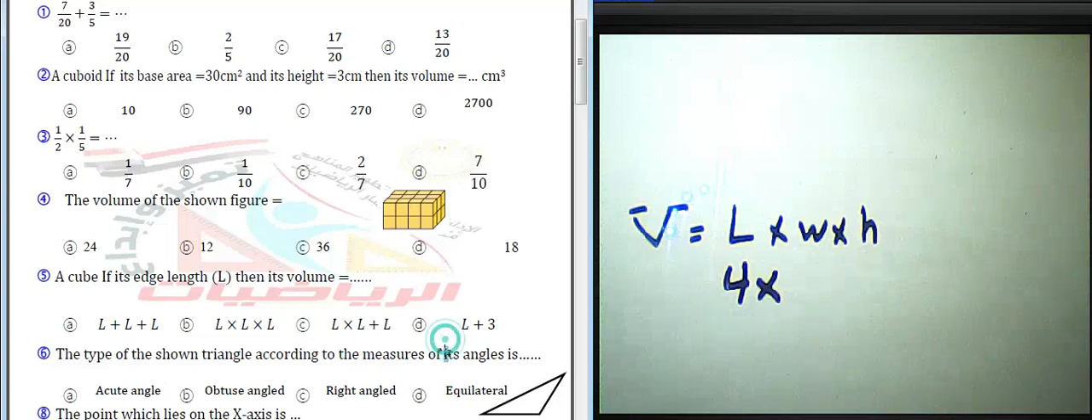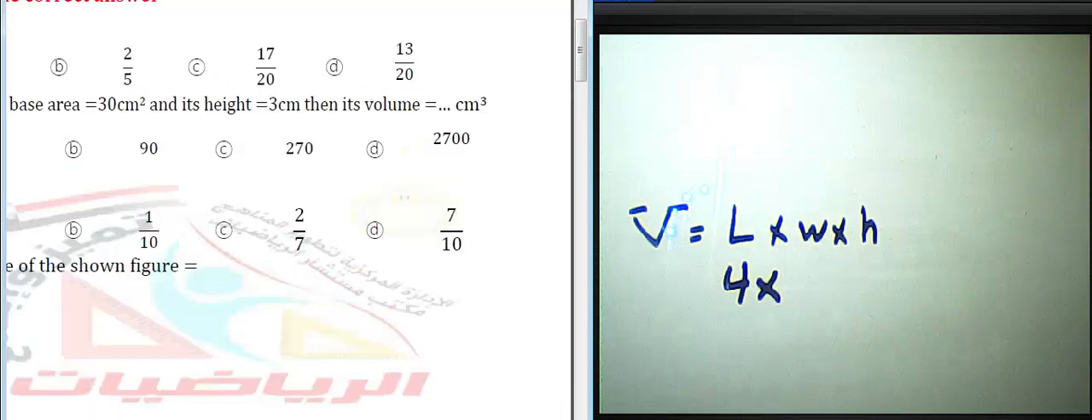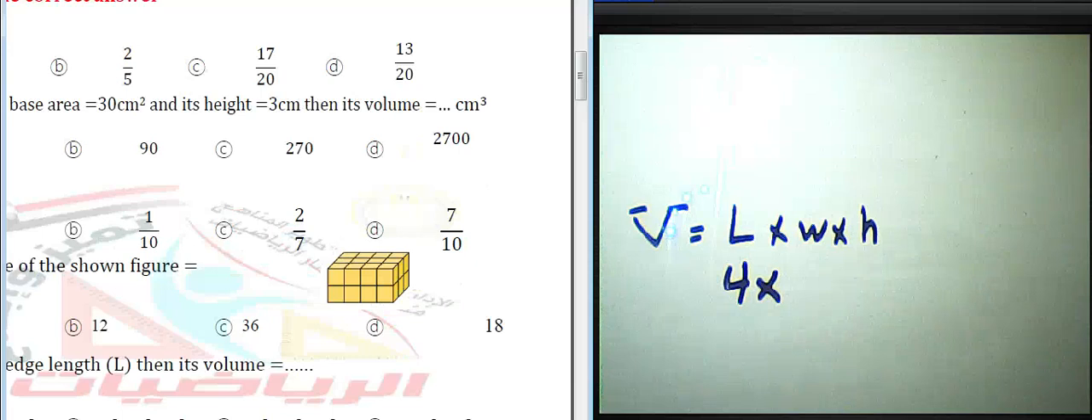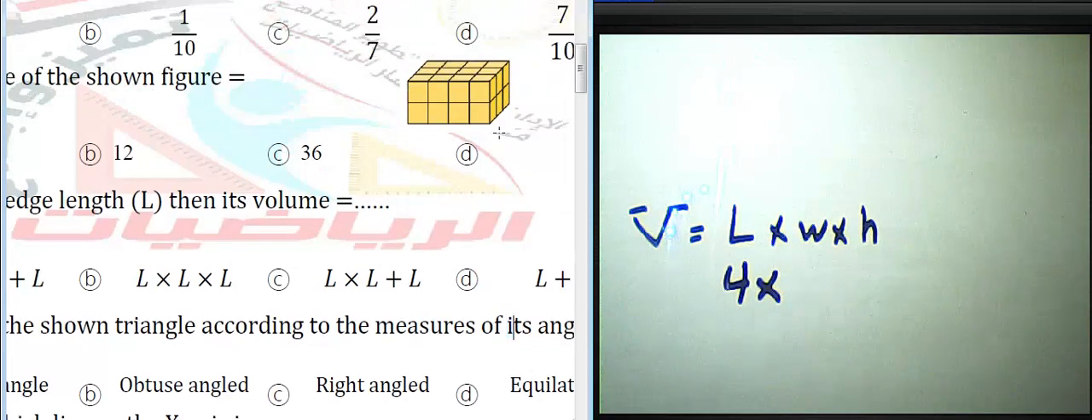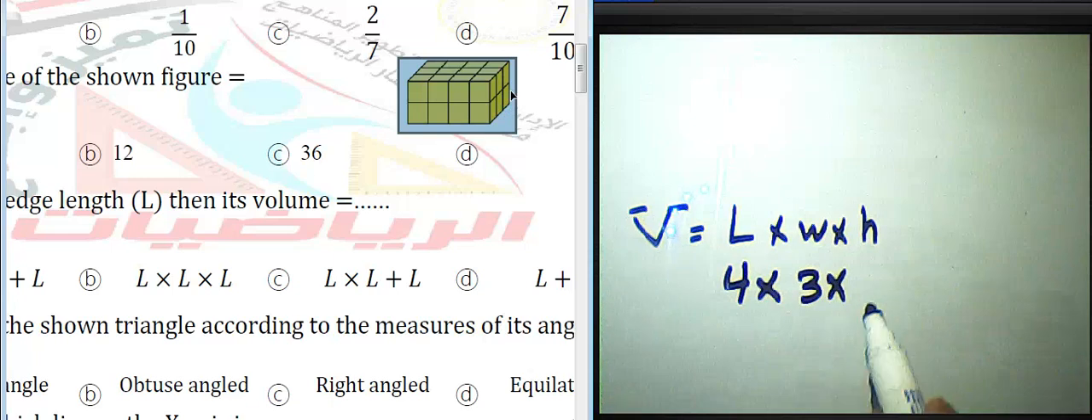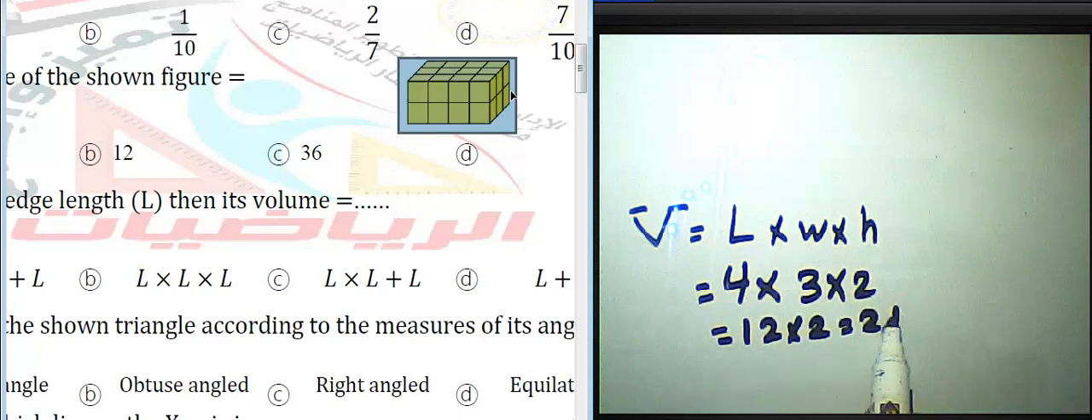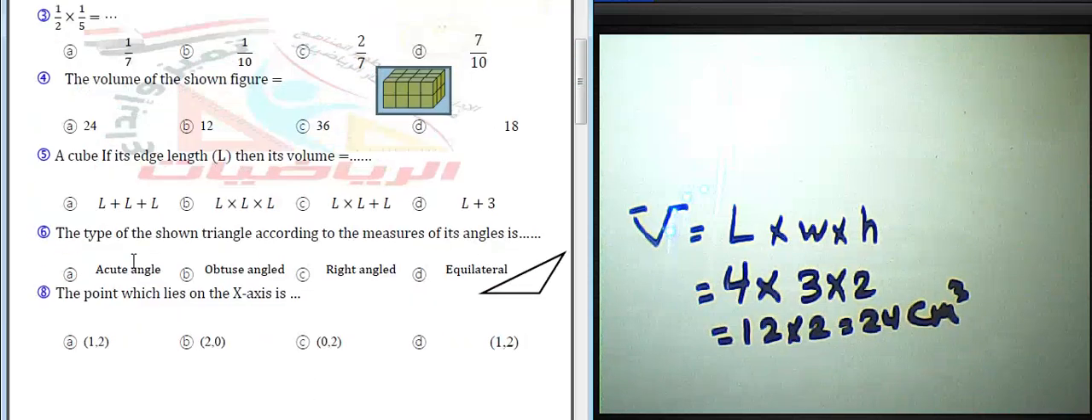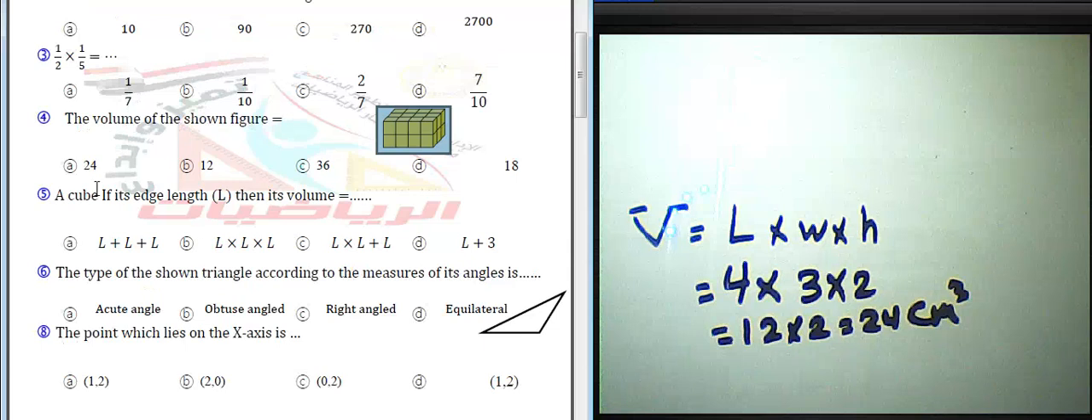Okay, my students, is it clear with you or not? We must count. Here it was 3: 1, 2, 3. Okay, it's clear? Okay. Multiply by the height. The height here is 2. Length times width times height: 4 times 3 times 2. 4 times 3 is 12. 12 times 2 equals 24 cubic centimeters. Then the result will be 24 cubic centimeters. Choose the true result, letter A.